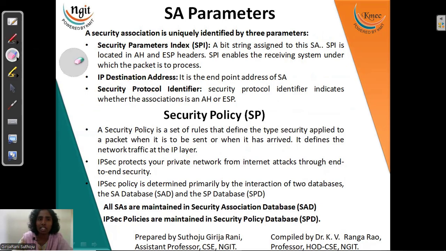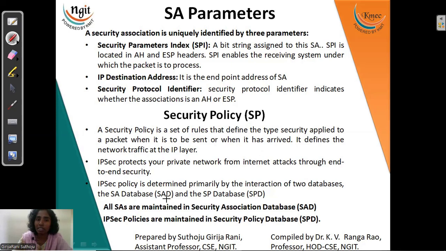Now what is security policy, SP? Policy defines the type of security applied to a packet. Every time we generate a packet, we define what the network traffic of it is in the IP layer, and for that we have to protect it every time. For that, we have defined a policy, and this policy interacts with two databases. Whether a packet is eligible or not eligible will be decided by the SP. If SP rejects, then that packet will be disabled and will not be sent to the other end party.